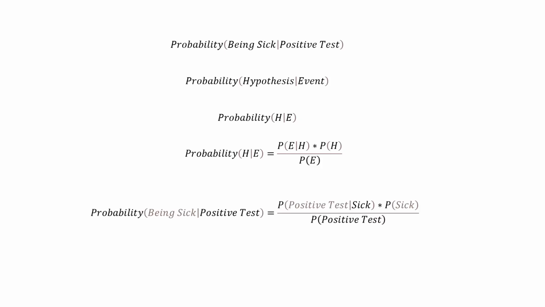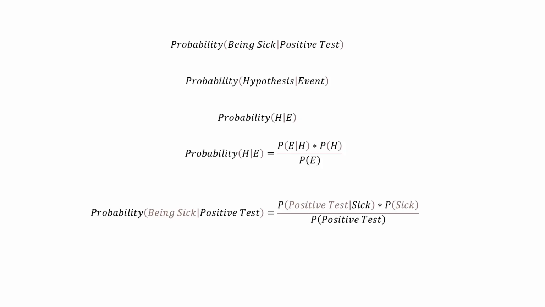Let's look at it mathematically using Bayes' theorem. The theorem uses this notation: the probability of being sick given a positive test. In other words, the probability of a hypothesis given an event, where the hypothesis is being sick and the event is a positive test, also written as the probability of H given E. And here is Bayes' theorem in its general form.